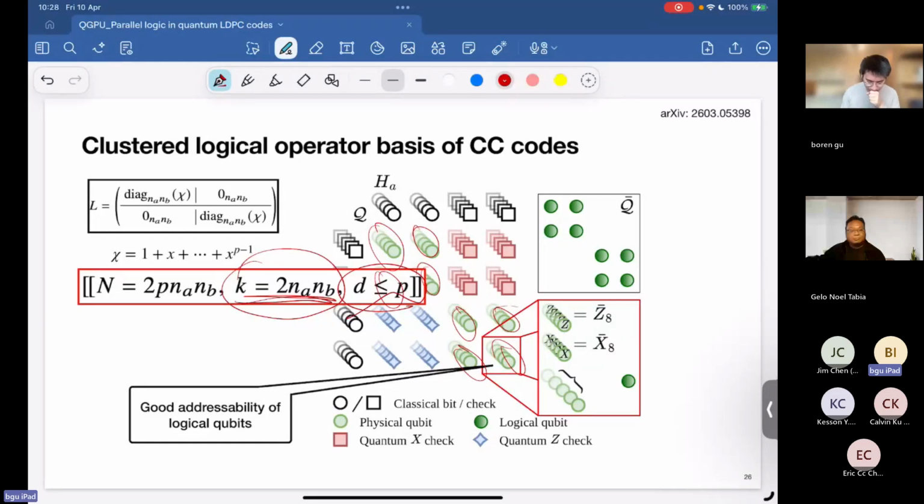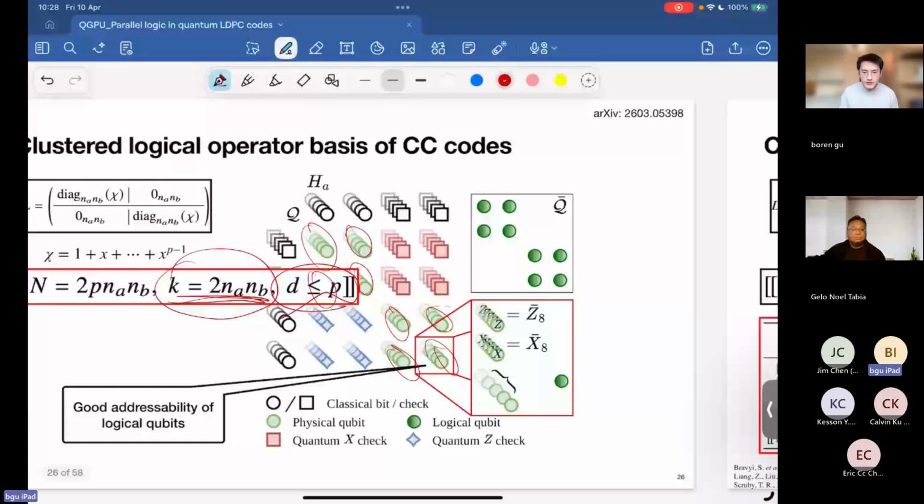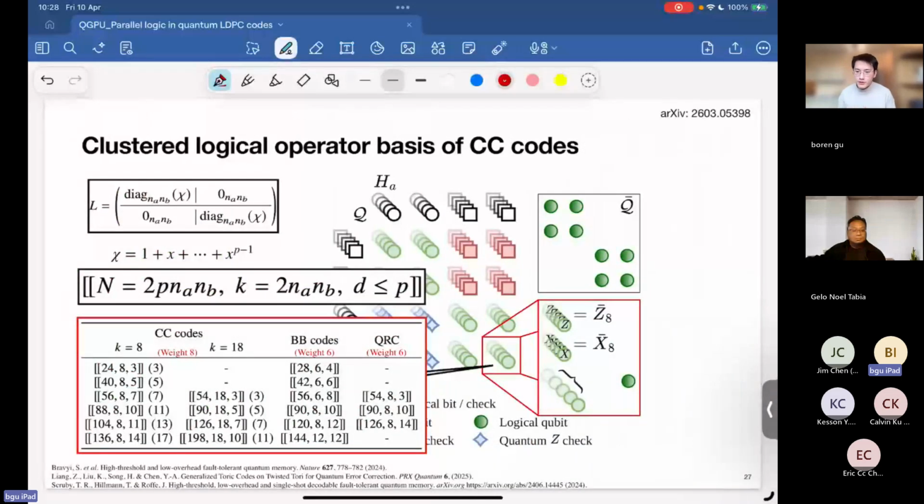However, even though we have this kind of upper bound, we still get some very good code parameters, which are comparable, in a finite size regime, with, for example, bivariate bicycle codes or quantum radio codes.